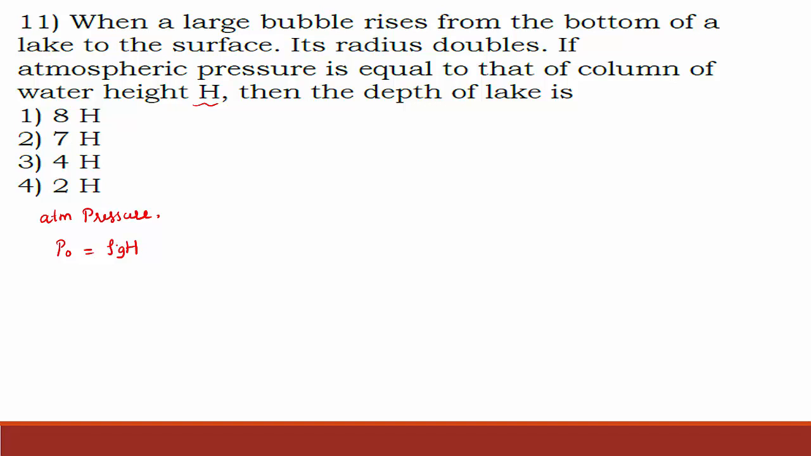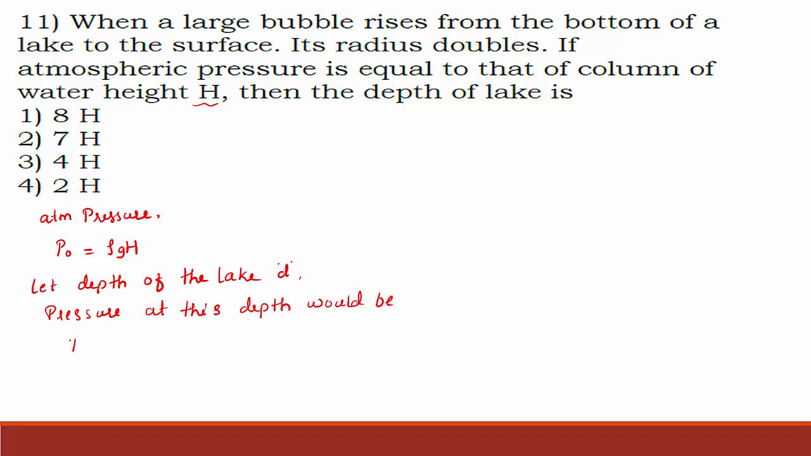Now let the depth of the lake be taken as D. Pressure at this depth would be P equal to atmospheric pressure P naught plus rho g D. Or I can write P equal to, P naught is rho g H, so rho g as common, remaining is D plus H.